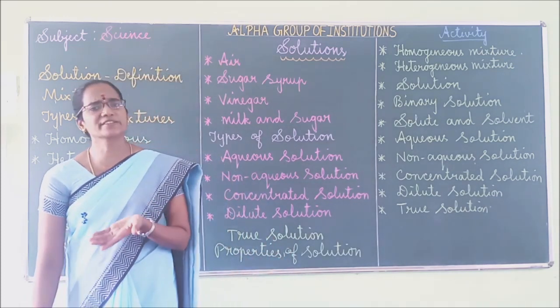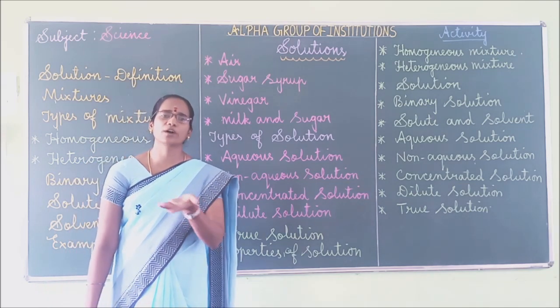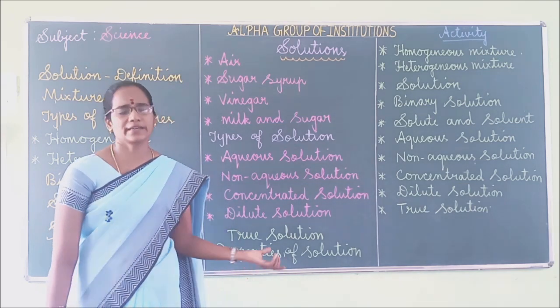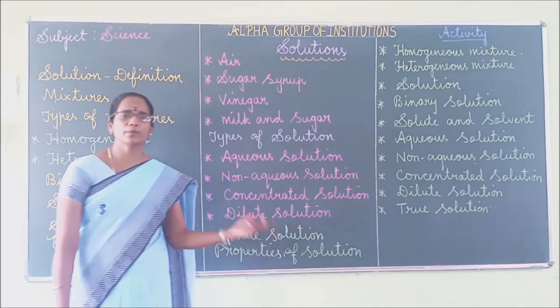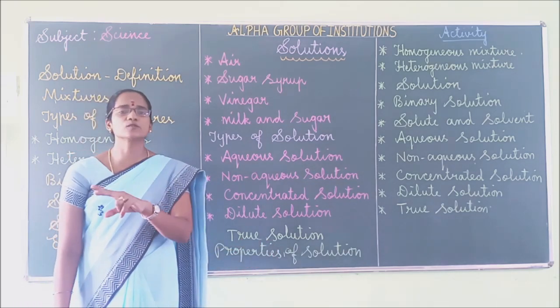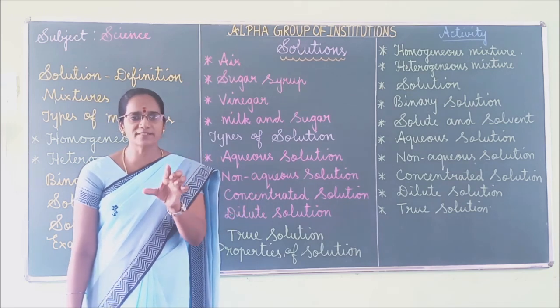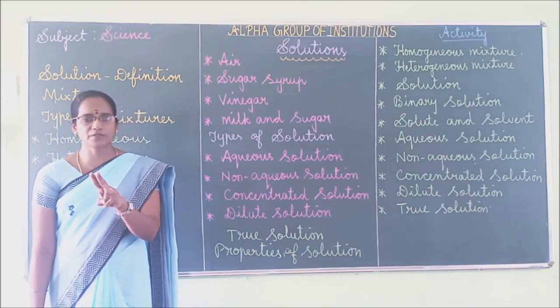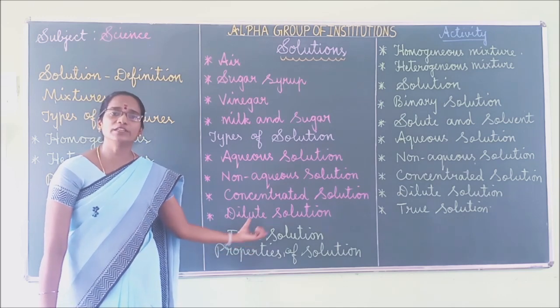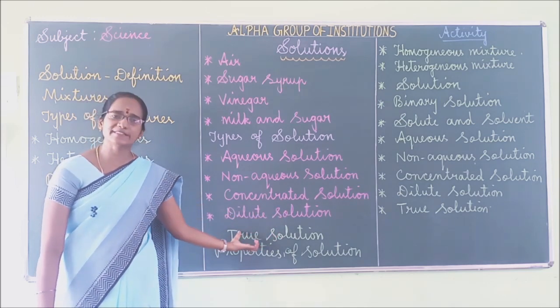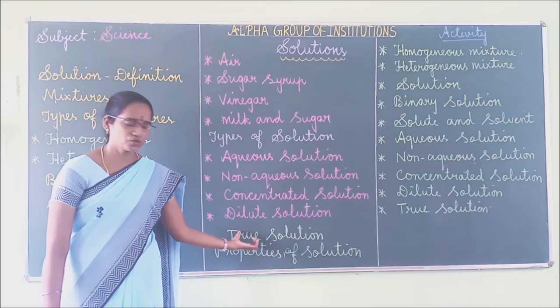substances. The same example we can give: salt in water, sugar in water. That we can give for true solution, because the solution is made up of two substances. One is water, another one is salt. If we add salt, then two components will be there. So those components will mix uniformly throughout the solution. Then we can say it is a true solution.